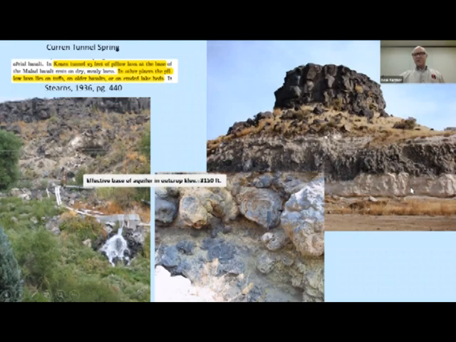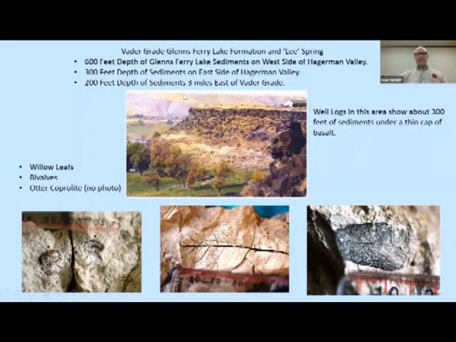Typically blocky basalt that overlies the brecciated pillow zone, which then will lie on top of the tertiary sediments. In this image, this is Bader Grade nearby. In the background over here are 600 feet of Glens Ferry tertiary lake bed sediments. In the foreground here at Bader Grade on the east side of Hagerman Valley, there's a number of homes in this area, and they have drilled wells through about 62 feet of cap quaternary basalt and then into tertiary sediments that are on the order of 300 feet thick.